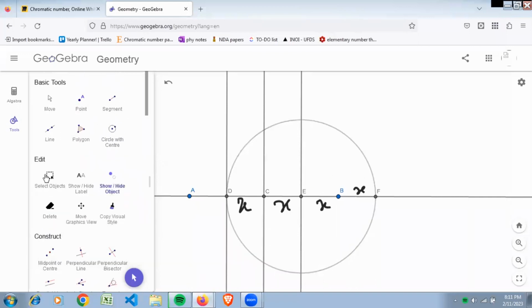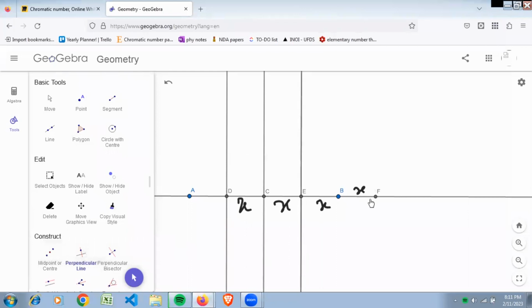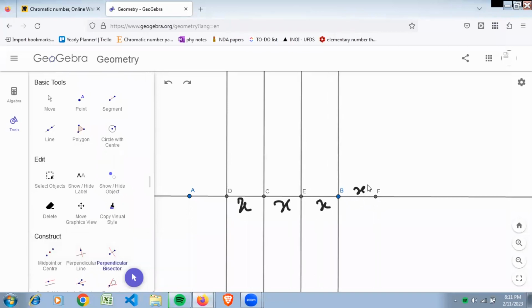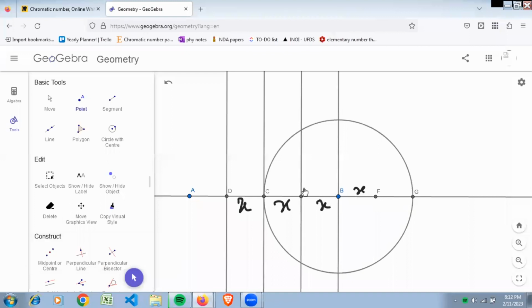So now I got F. B is the midpoint of EF. So I can construct the perpendicular bisector of E and F, and that will just be the perpendicular through B. Now I can repeat this. I can construct the reflection of C over B to get another point. And then I can construct the reflection of F over E.